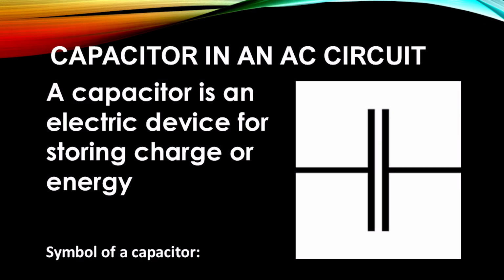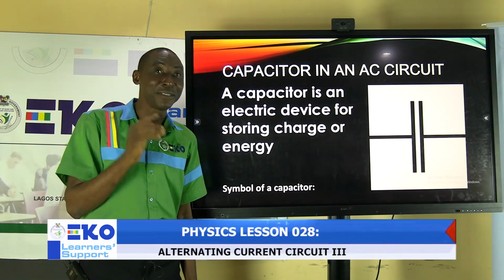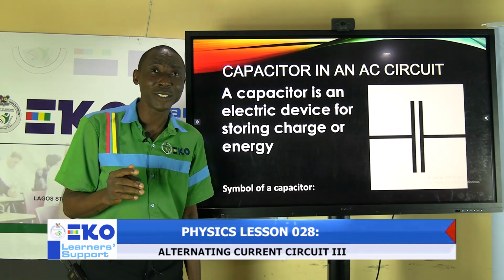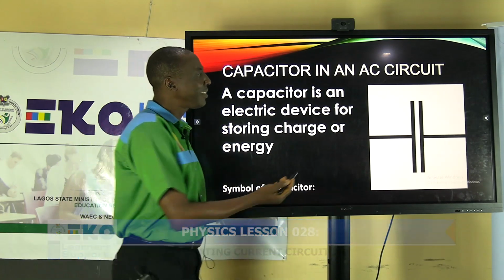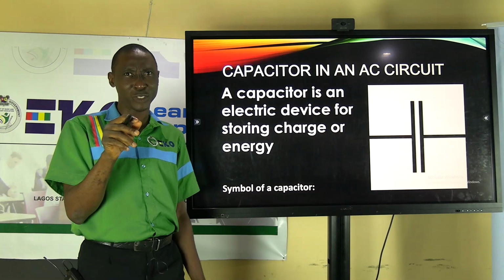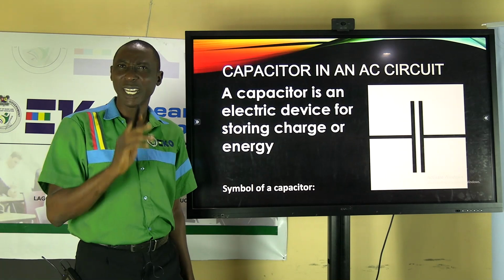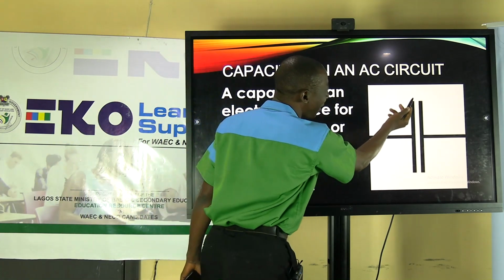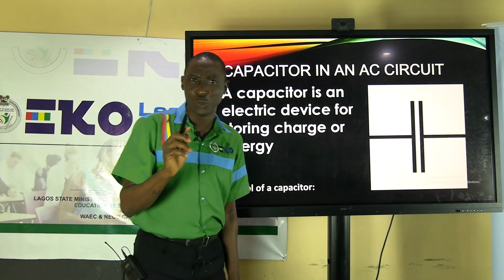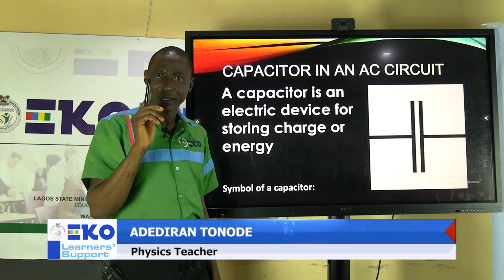What is a capacitor? A capacitor is an electrical device for storing charges or energy. I reiterate, a capacitor is an electric device for storing charges or energy. It has the symbol. You need to know the crucial difference between the symbol of a capacitor and a cell. Very, very important, because that is rife. It's a global symbol. It's of the same height, unlike that of a cell, which is one long and one short. Please note that crucial difference.